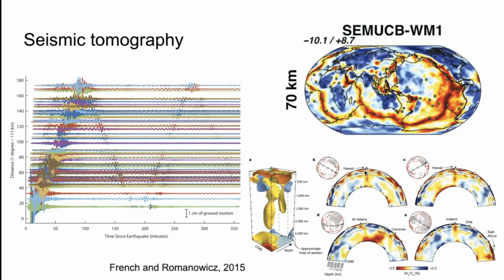So we are able to image this with this methodology. And although there are places where we're not sure where the plume is rooted, there are places where it's very clear that it's rooted at the core mantle boundary. For example, Hawaii.